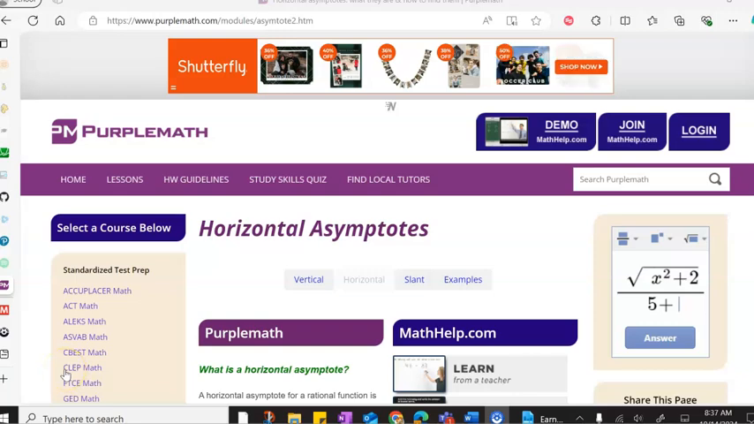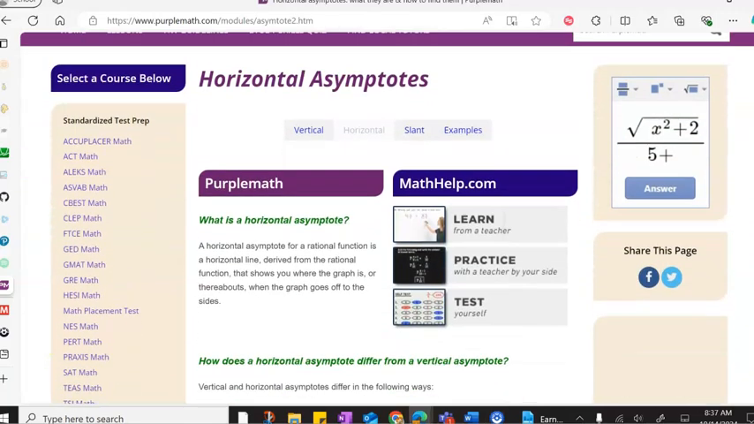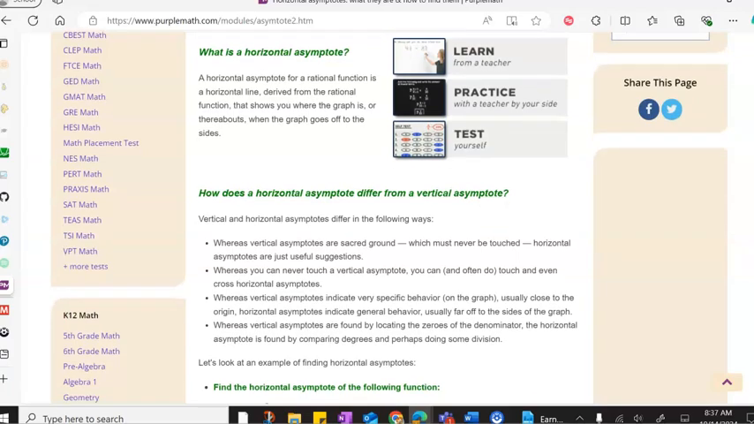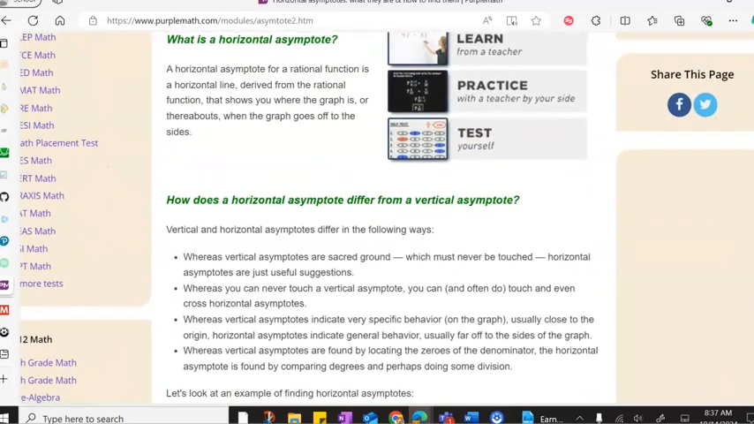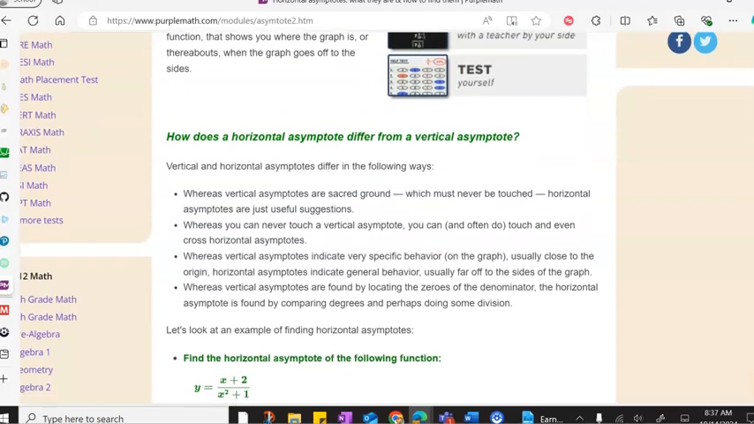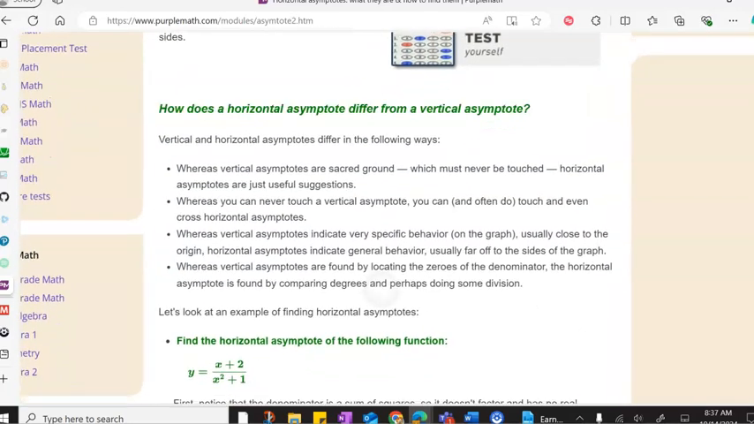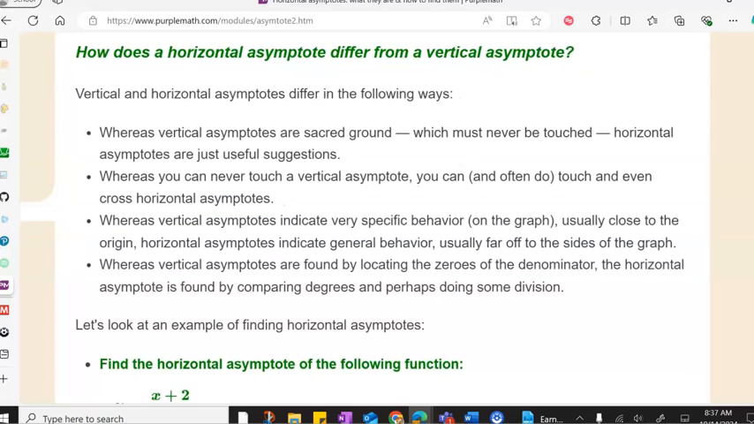All right, it's at this resource, purplemath.com, horizontal asymptotes. Here is something really, really interesting that we didn't explore in Algebra 2, but I love how it lays this out so nicely. Vertical and horizontal asymptotes differ in the following ways. Vertical asymptotes are sacred ground. They must never be touched. Horizontal asymptotes, on the other hand, are useful suggestions.